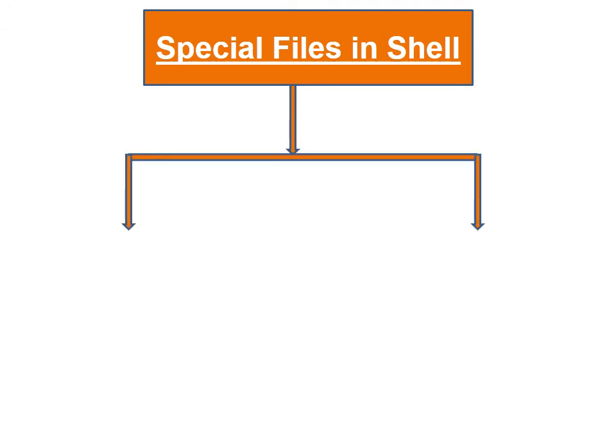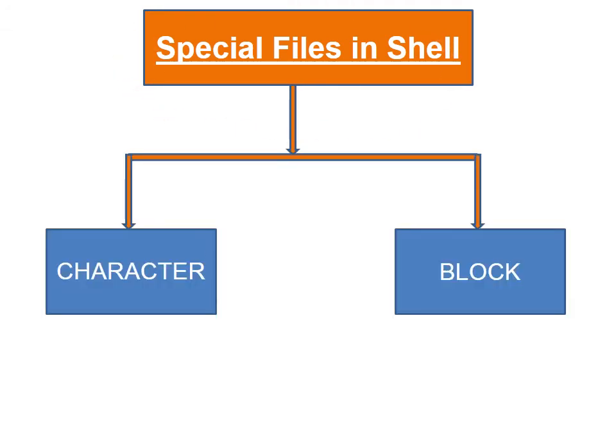The topic that we're going to see now is special files in shell. The special files in shell are divided into character special file and block special file. When the character special file is used for device input-output, the data is transferred one character at a time, and this access is called raw device access. And when a block special file is used for device input-output, the data is transferred in large fixed-sized blocks, and this type of access is called block device access.